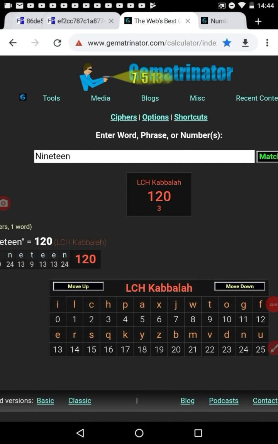19 in the LCH Kabbalah is 120. That's exactly a 12th of a day. 2 hours, 120 minutes. 12 times 120 is your minutes per day, 1440.